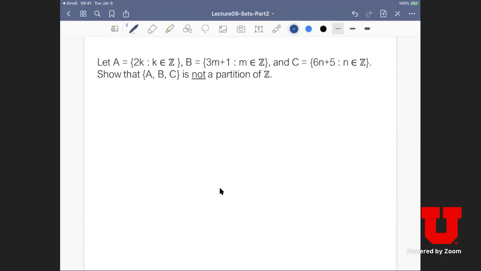So there are 3 things to check. The first one is, is each part non-empty? That means each of those sets A, B, C has to have at least one element. The answer is yes, because for example, 0 is in A, 3 times 0 plus 1, so 1 is in B, and of course 5 is in C. So none of those sets is empty, so that's good.